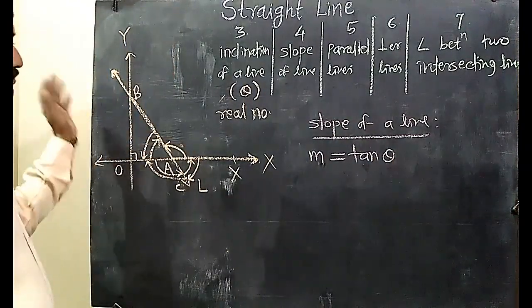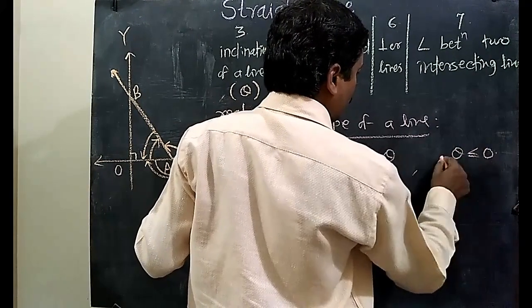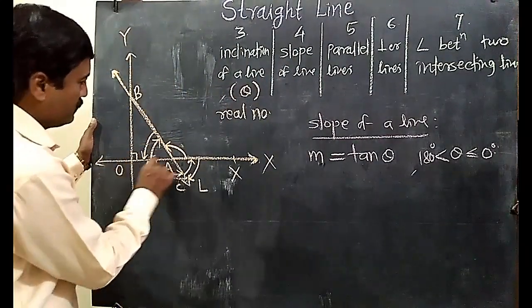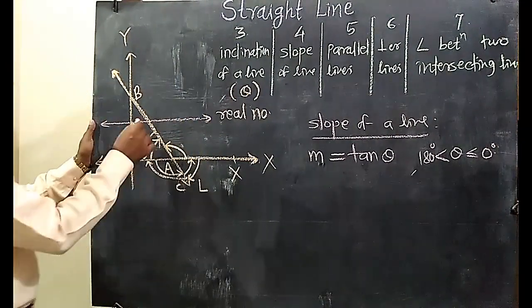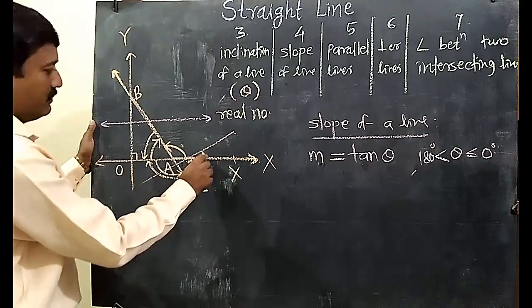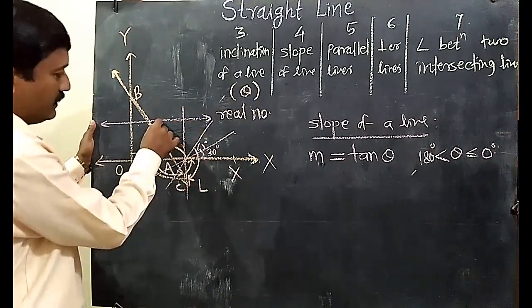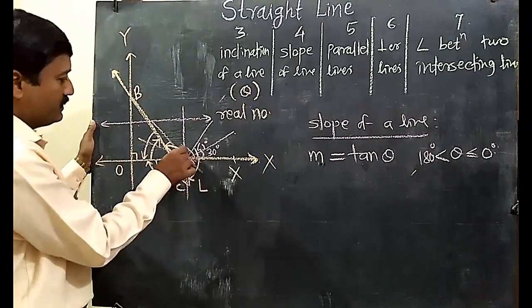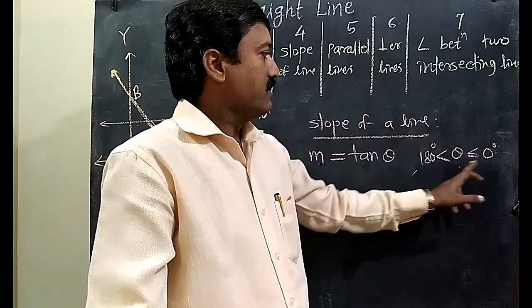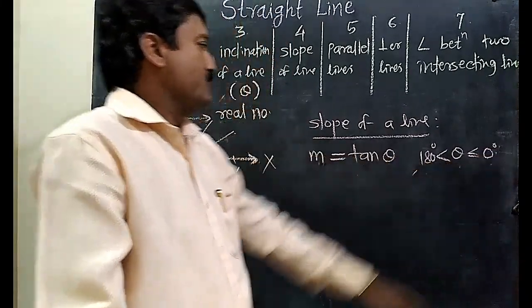The condition for this angle theta is that it may be equal to 0 but less than 180 degrees, because sometimes a line may be parallel to the x-axis. If the line is like this, the angle made by this line with the x-axis will be 0 degrees. Sometimes the line makes an angle of 30 degrees, sometimes 45 degrees, then 90, 120, 135, 180. But if the line makes an angle of 180, it is equivalent to 0. So the limits for inclination are 0 and 180. This theta is less than 180 and greater than or equal to 0 degrees.